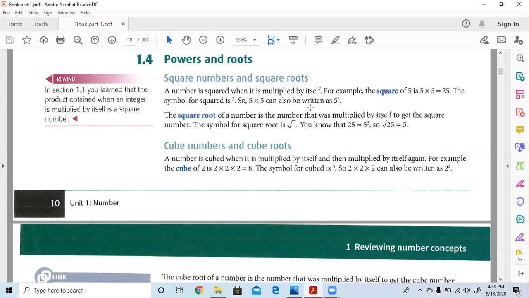Square numbers are like 5. So 5 square is 25, and square roots. Like if I write 25, that is a square number. But if I am talking about square root, this one is called square root. This symbol shows that it's a square root.